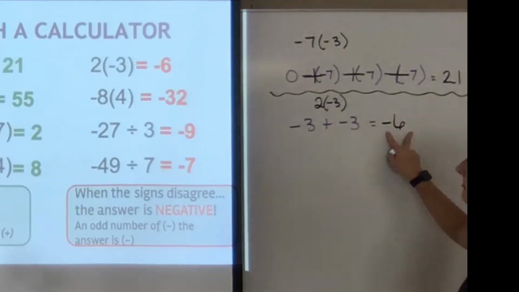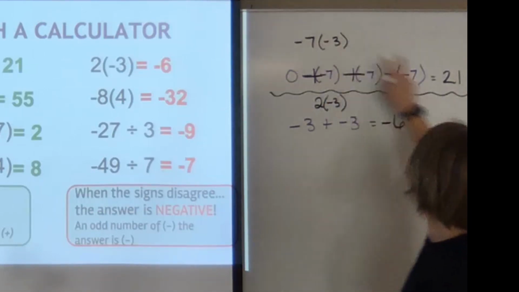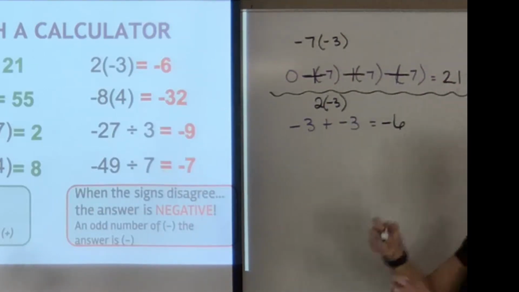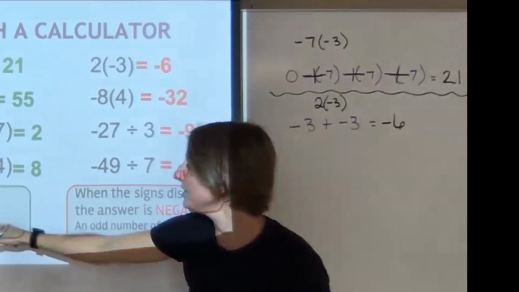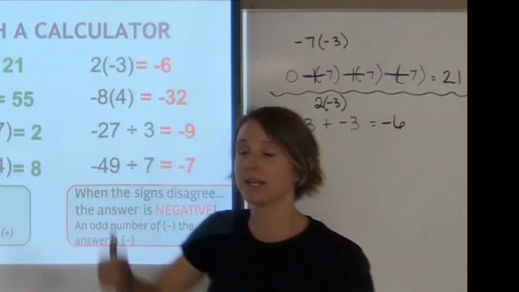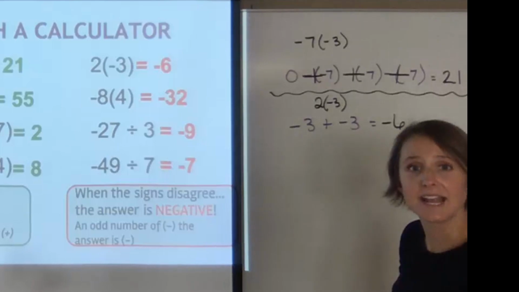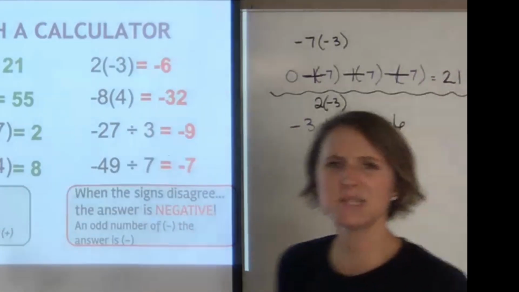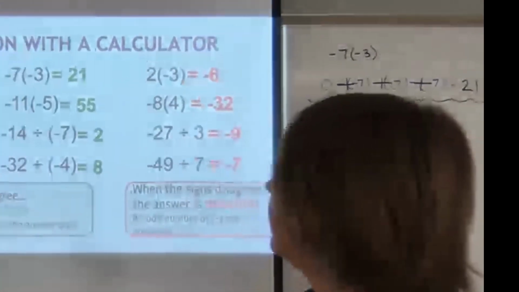When the signs don't agree, the product or the quotient is negative. When the signs agree, the product or the quotient is positive. So yes, these are really nice ways to just remember, quick and easy, but here's the math behind it and why it works. Let's go to the next part in our notes.